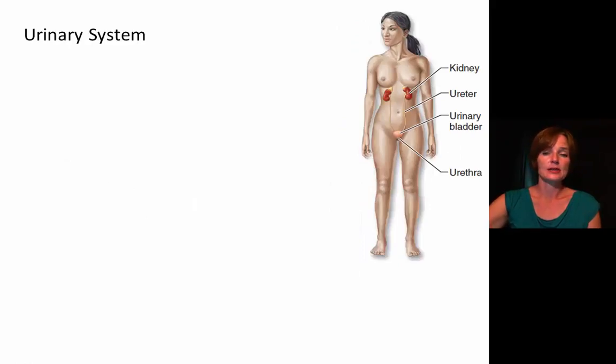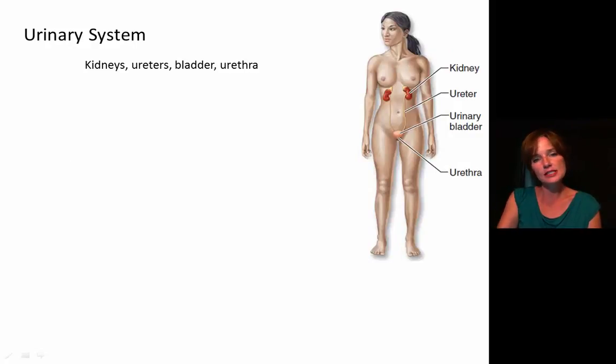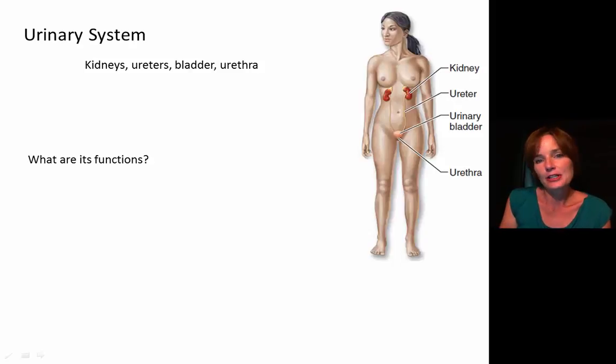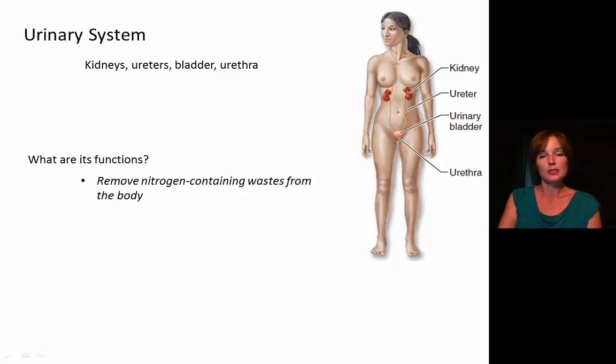The urinary system. You can see the parts of the urinary system listed here in the picture. This includes the kidneys, the ureters, the bladder, the urethra. What does the urinary system do? Well, the urinary system is responsible primarily for removing nitrogen-containing waste from the body. So it will remove waste.